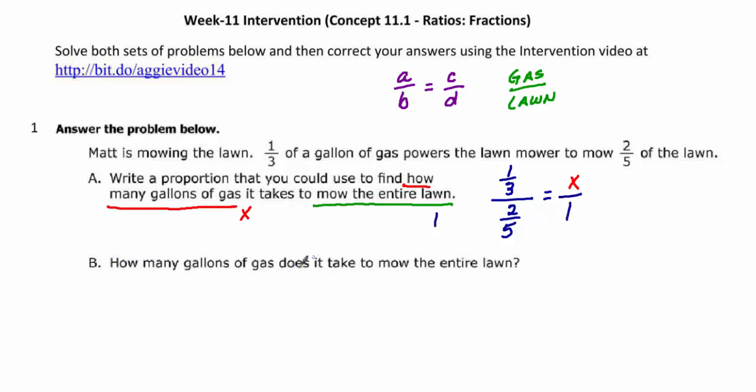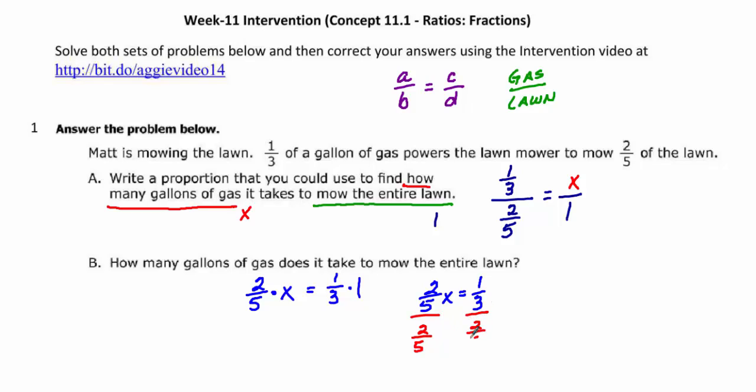Part B, how many gallons of gas does it take to mow the entire lawn? So now we're simply solving this. So we do the cross multiplication. We do 2/5 times X. 2/5 times X is equal to 1/3 times 1, which means that we have 2/5 X is equal to 1/3. We divide everything by 2/5.